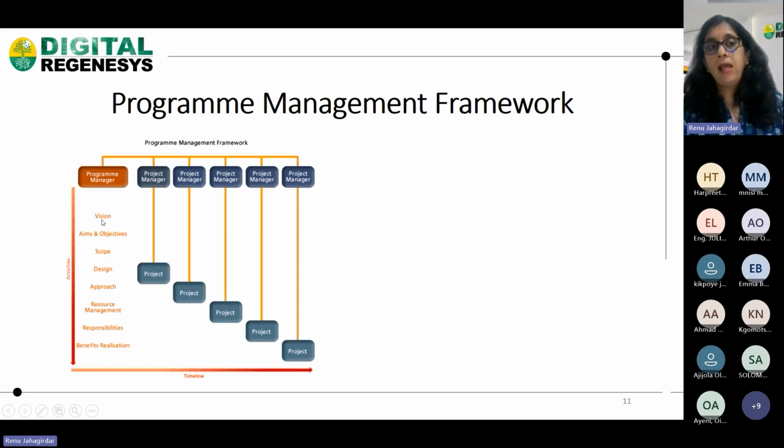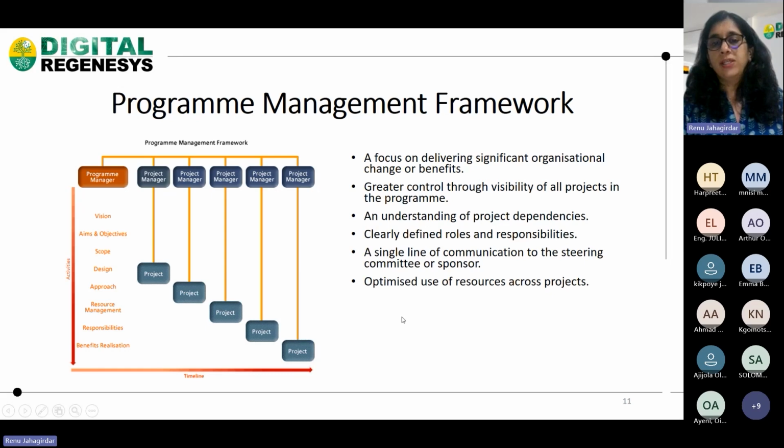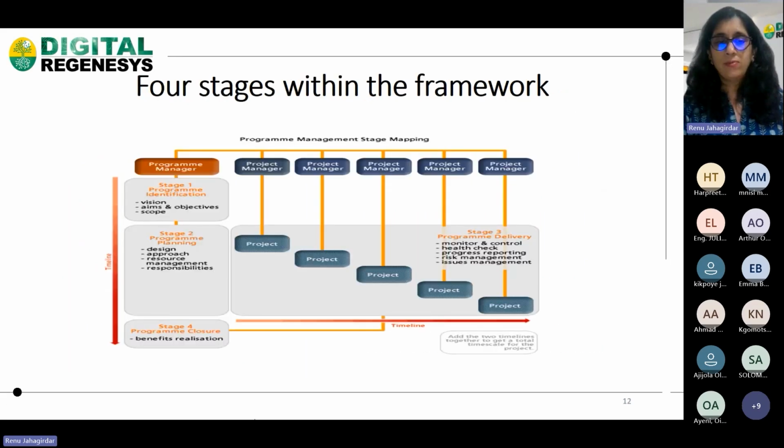Now, what is a program manager? A program manager has vision, aims and objectives, scope, design, approach, resource management, responsibilities, benefits realization. And then in that program, there are 1, 2, 3, 4, 5 projects. Now, what is a program management framework?